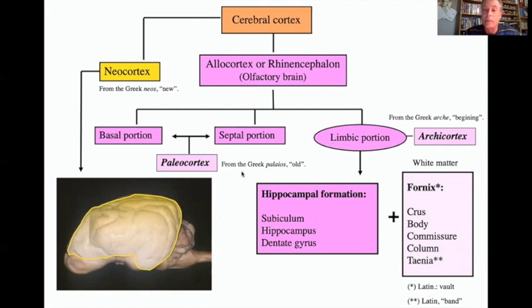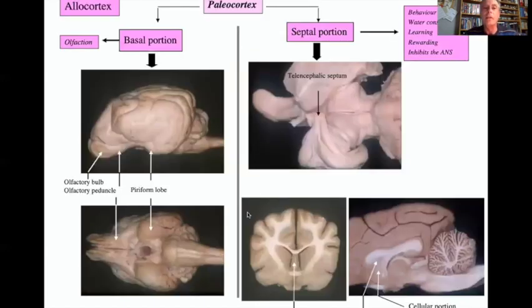As I said before, both words mean something that is old. However, archi means beginning, and paleo means old. Sometimes these words are confused. We'll begin with the paleocortex. The paleocortex is divided in a basal portion and a septal portion. The basal portion, as the word says, is ventrally located. So we have an olfactory bulb, the olfactory peduncle, as you see here, and the piriform lobe. And the septal portion is a septum.